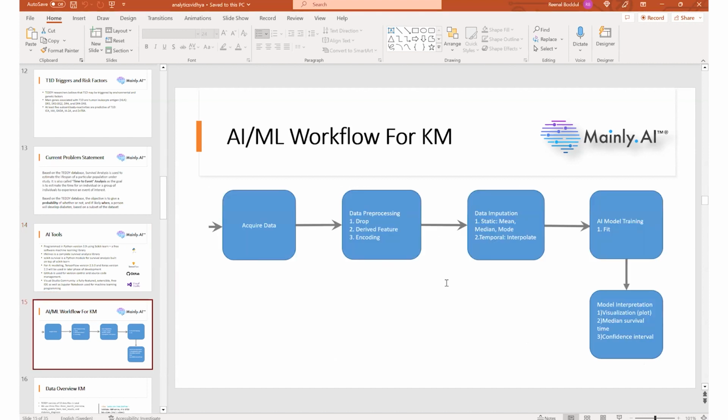Here is the general workflow for the problem statement we have defined. First we acquire the data from the NIDDK. The data is very unstructured and is spread across 53 different files, not one file. So we process the data, we drop some of the data, we encode the data, we impute the data, then we train the model, and then we visualize. This is the general workflow we want to follow.